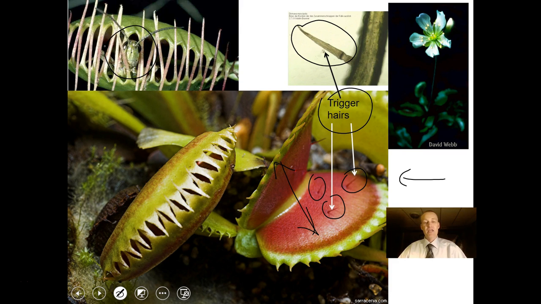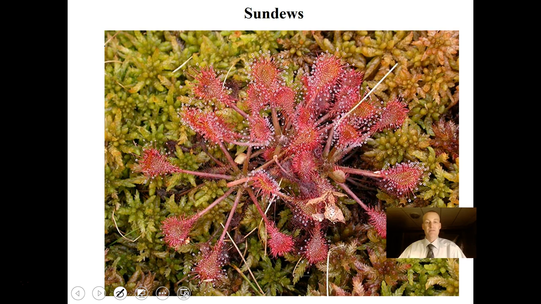Now these plants aren't eating meat necessarily, but they're digesting the insect to get the nitrogen. From photosynthesis, it can build sugars, and from these sugars and from the nitrogen, it can build amino acids and nucleic acids, or components of DNA. So that's an awesome plant.